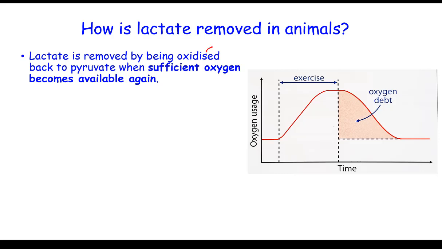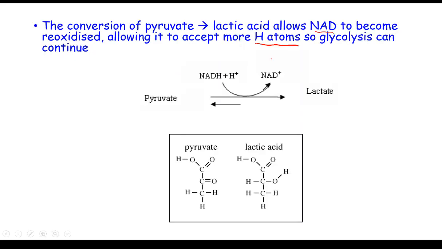So it loses hydrogen. So at the end of anaerobic respiration, when we've got lactate, which has these extra hydrogens, it gets converted back to pyruvate, and for that to take place, it loses these hydrogens and becomes oxidized again.